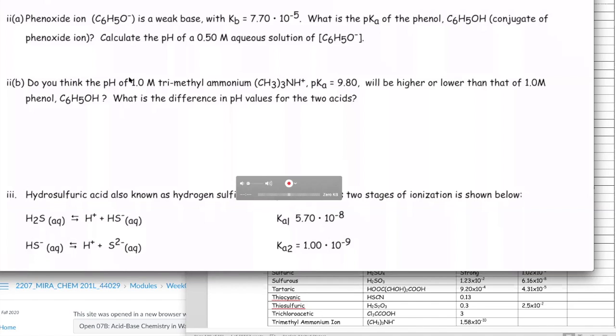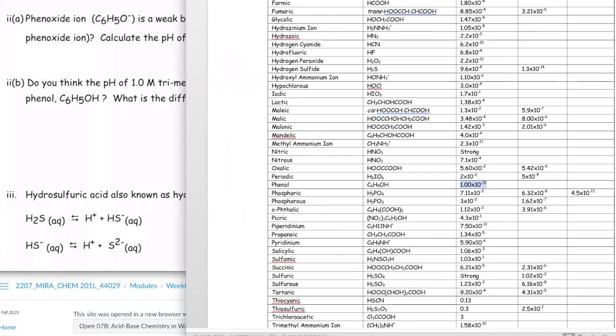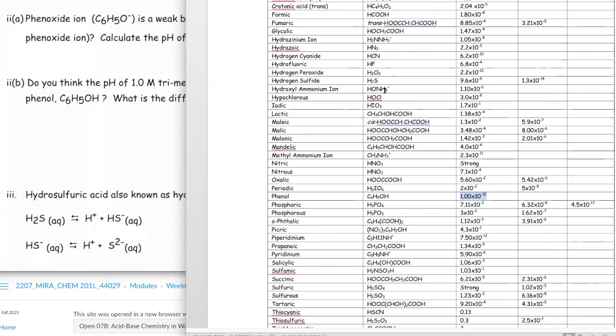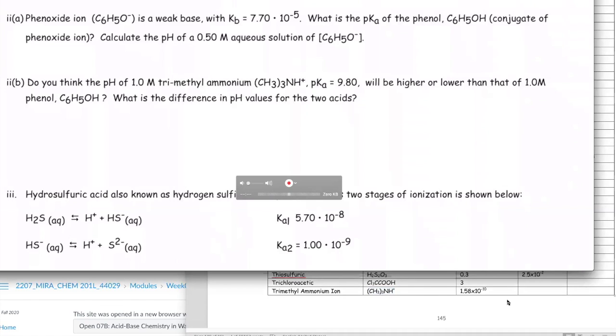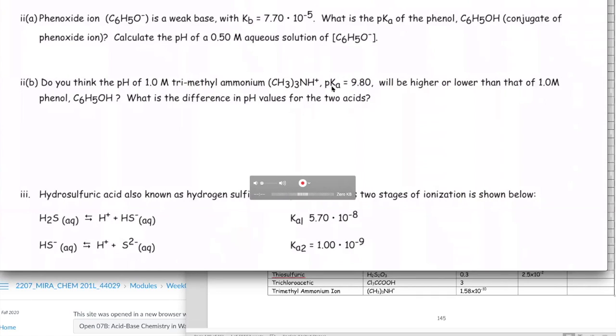This is the same thing. You've got trimethylamine, and trimethylamine is going to be, I believe, if it's not here, then it's because, yeah, it's not here. Trimethylamine. Yeah, here it is. Trimethylammonium. This is the chemical right here. It's got a Ka of 1.58 times 10 to the minus 10. I tell you what the pKa is. If you take this number, 1.58 times 10 to the minus 10, take the negative log of that, you should get to this value right here, very close to it, okay?